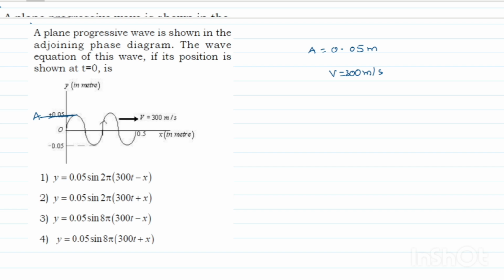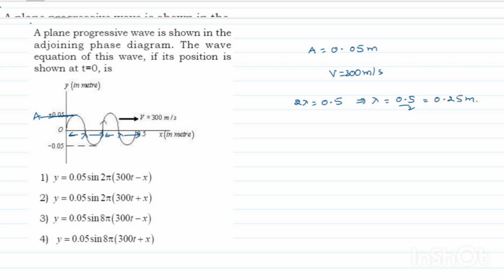Here, the distance covered by the wave for one complete oscillation we call the wavelength. From here to here it will be lambda, and from here to here, one more wave, it covers another lambda. So the total distance is 2 lambda, which is given as 0.5 meters. So the lambda value will be 0.5 by 2, which is equal to 0.25 meters.